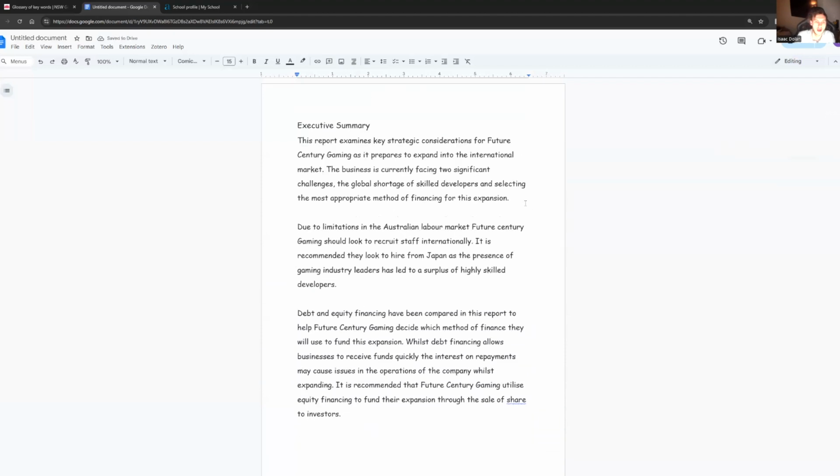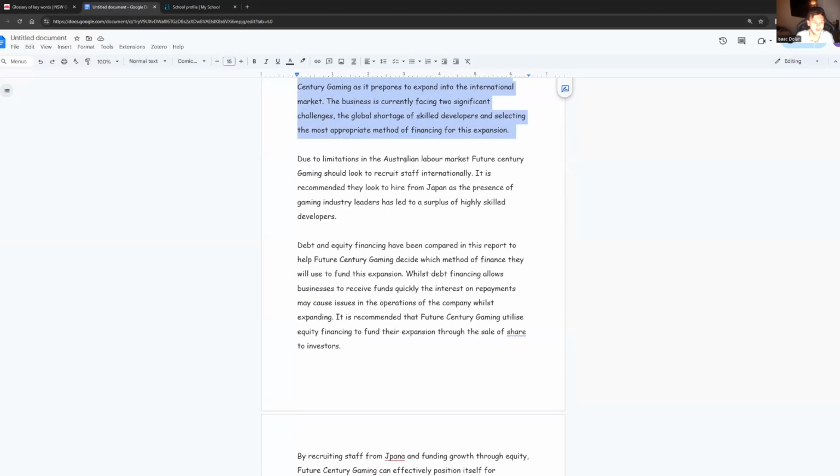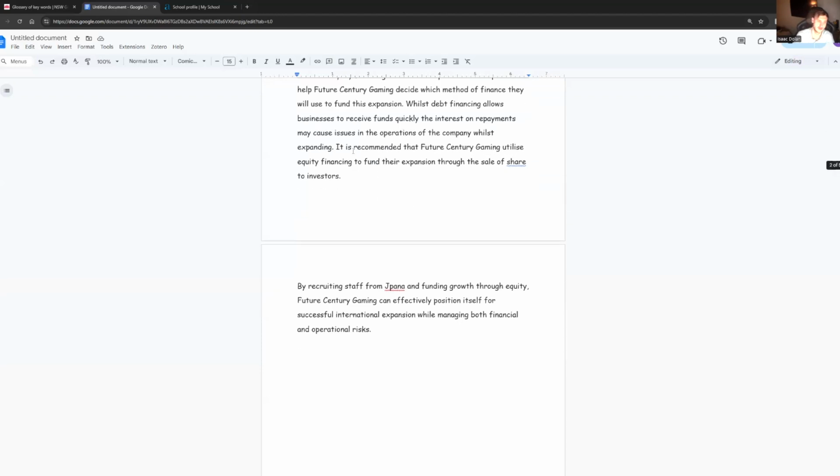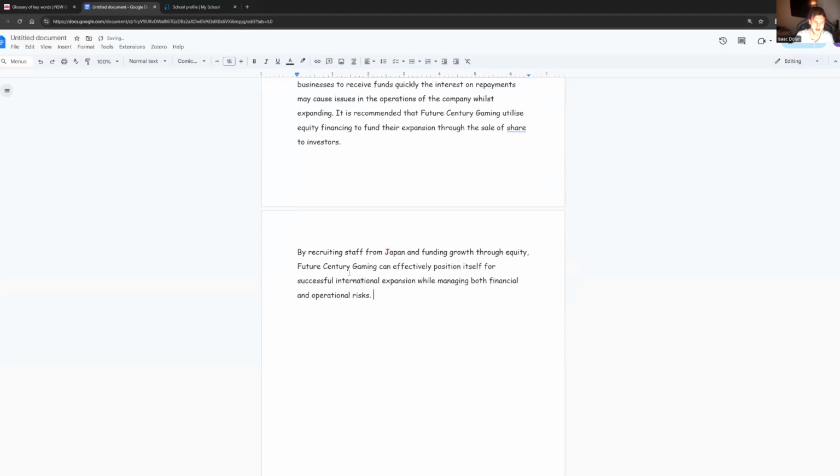So here we have a finished executive summary. We go through, and this is the introduction and reason for the report, which we have included first. We then have a look at the first paragraph and provide the recommendation and a brief summary of what the problem is and how it's being fixed. Then we move into the second and third paragraph where we talk about how debt and equity financing have been compared, and our recommendation that Future Century Gaming utilize equity financing to fund their expansion. But lastly, we have the conclusion and the results from the business report.